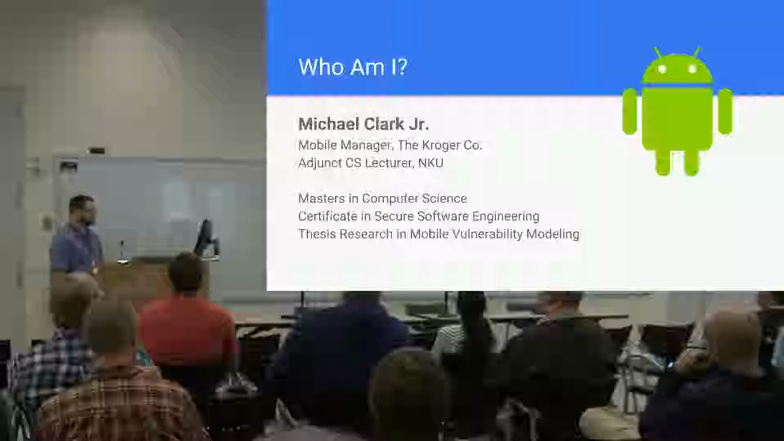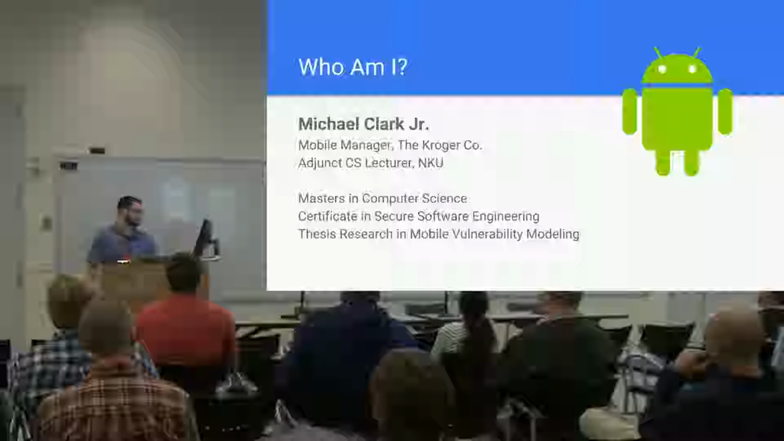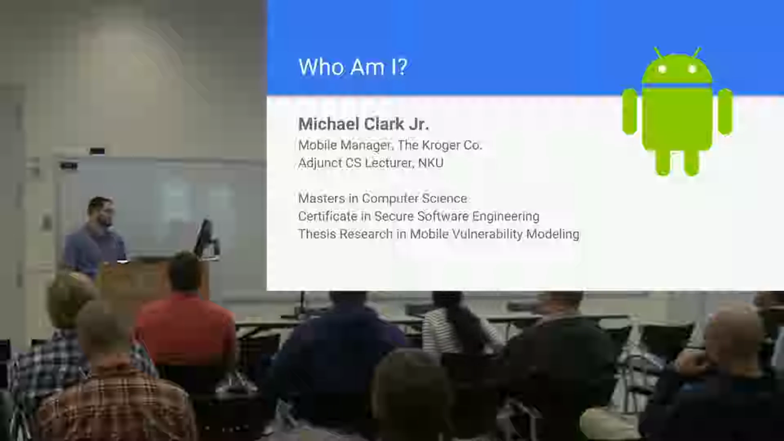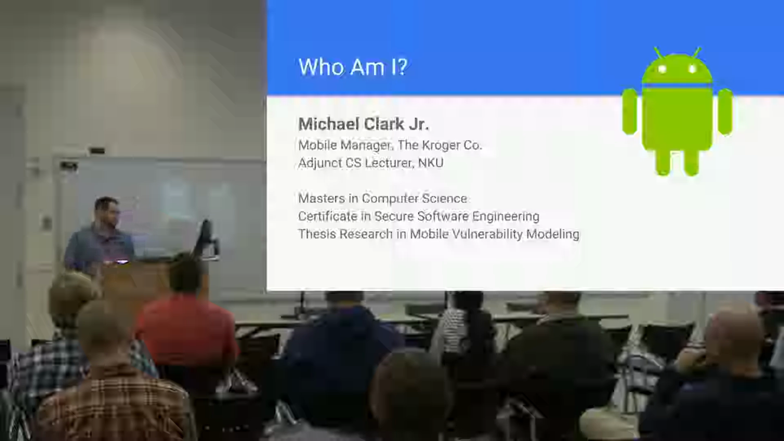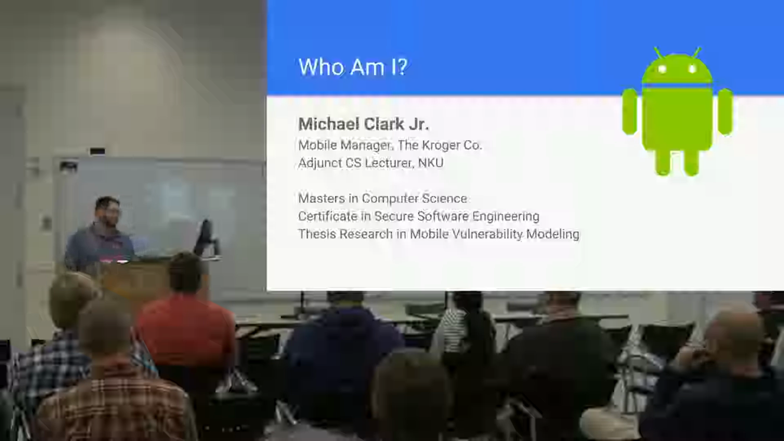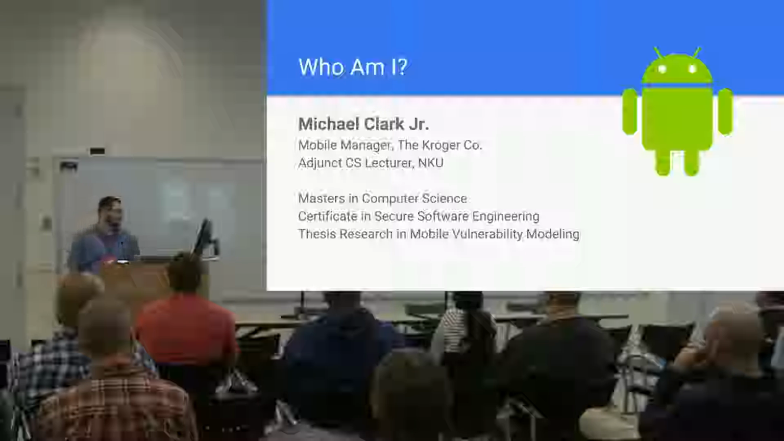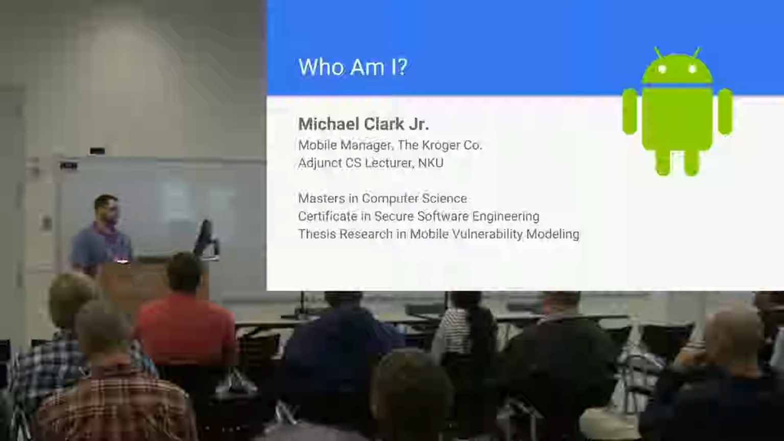My name is Michael Clark Jr. I'm a manager of some of the mobile teams at the Kroger Company. I'm also an adjunct CS lecturer at NKU. I have a master's in computer science from NKU, and while there, I also got a certificate in secure software engineering and did some thesis research. Don't worry, it's not published, you won't have to read it, in mobile vulnerability modeling.